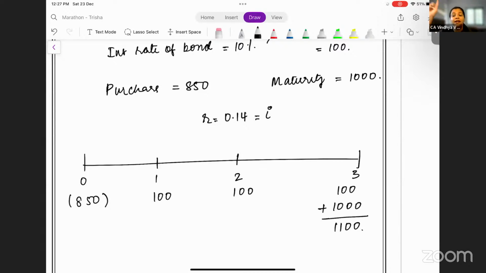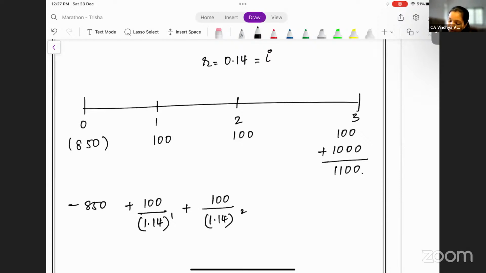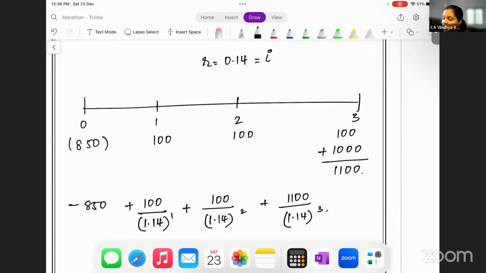Now, as we did under NPV itself, you have to find out whether the bond is beneficial or not. That is, positive value or negative value. So it is minus 850 here for us, plus 100 divided by 1.14 to the power 1, plus 100 divided by 1.14 to the power 2, plus 1100 divided by 1.14 to the power 3. Okay, because this is what you will receive every year. Take your calculators now.